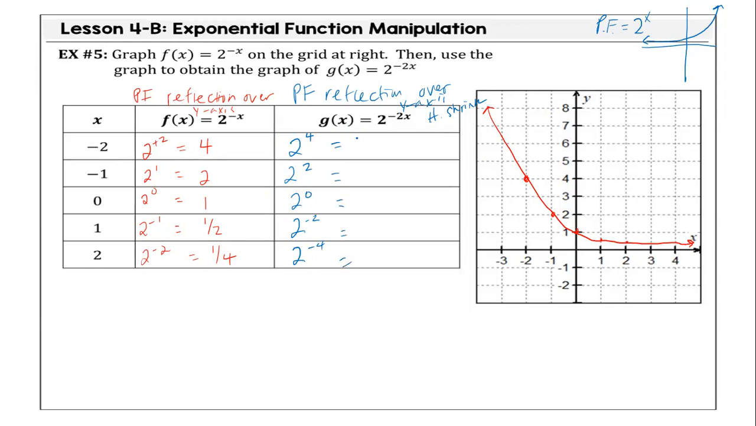So 2 to the 4th is 16. 2 to the 2 is 4. 2 to the 0 is still 1. 2 to the -2 is 1/4. And 2 to the -4 is 1/16. Okay.